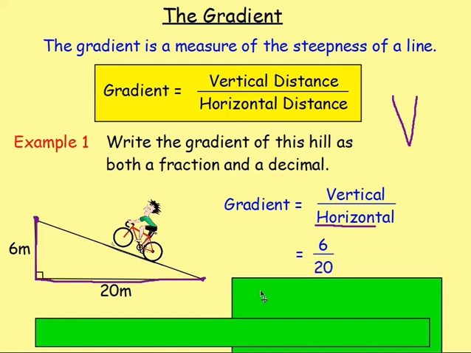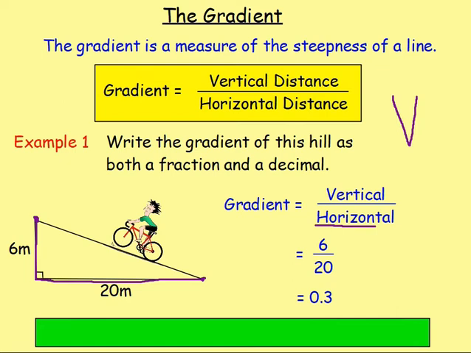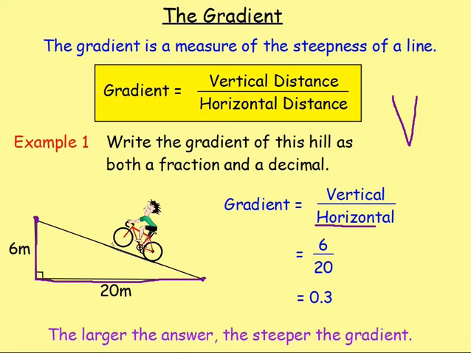If you work that out, I'm sure you could do it without a calculator, what does it give you, Mark? 0.3. Well done, Mark. It is 0.3. That is going to be the gradient of that hill as both a fraction and a decimal. It's also worth noting that the bigger the answer we get, the bigger the gradient, it means the steeper the hill or the steeper the gradient. That is the basics for gradient.